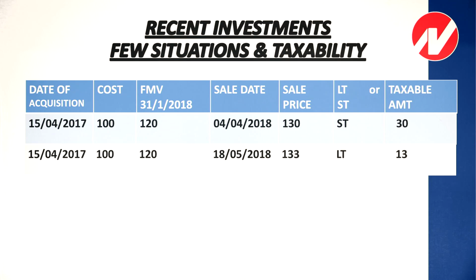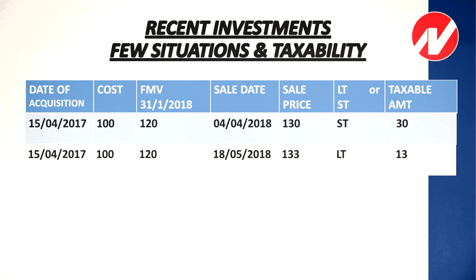But if on 15th April 2017 it is purchased at 100, fair market value on 31st January 2018 is 120, and on 18th May 2018 it is sold, 15th April to 18th May 2018 it is held for more than 12 months. It becomes long term. It is sold at 133. This will become long term. Then 112A will be applicable.